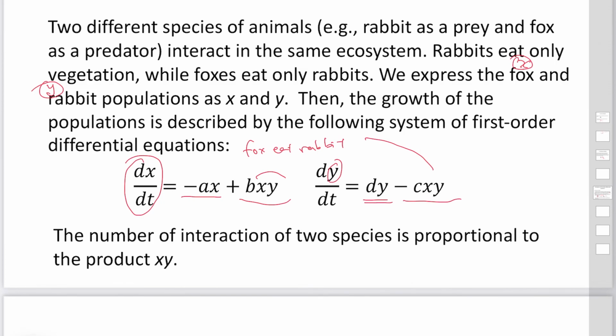Okay, this is the end of the second chapter. So I hope you learned how to solve first-order differential equations.